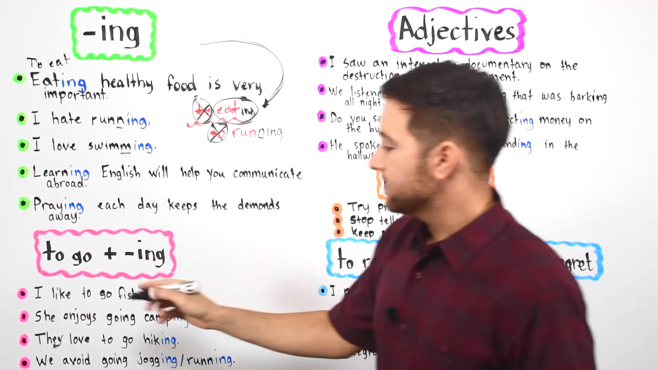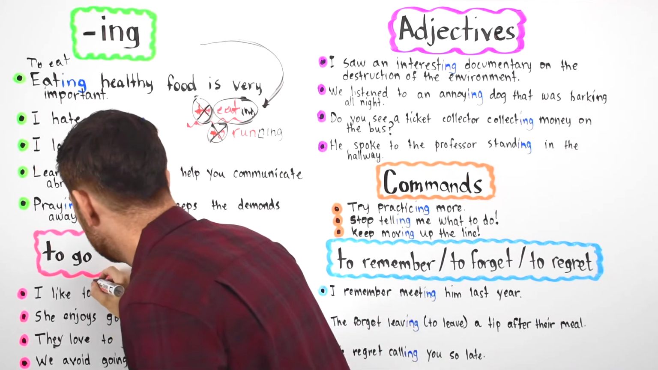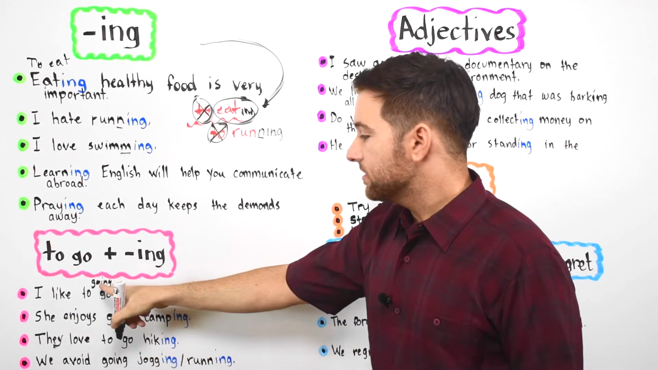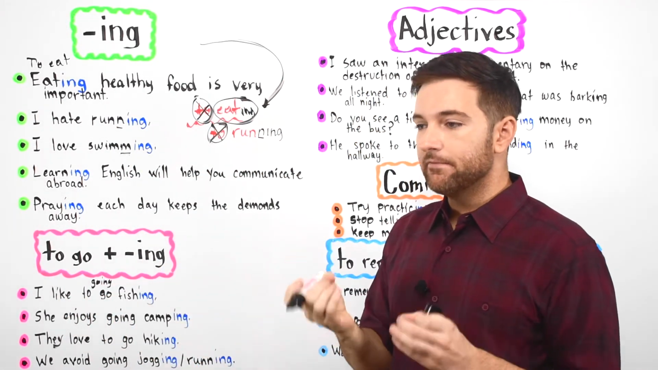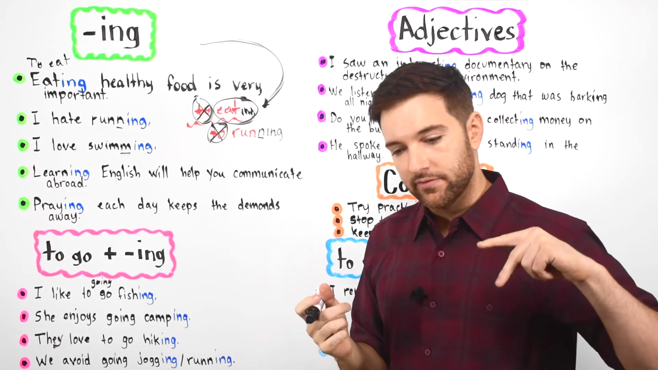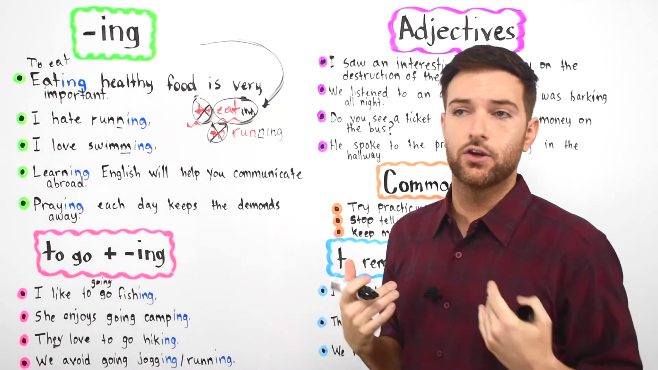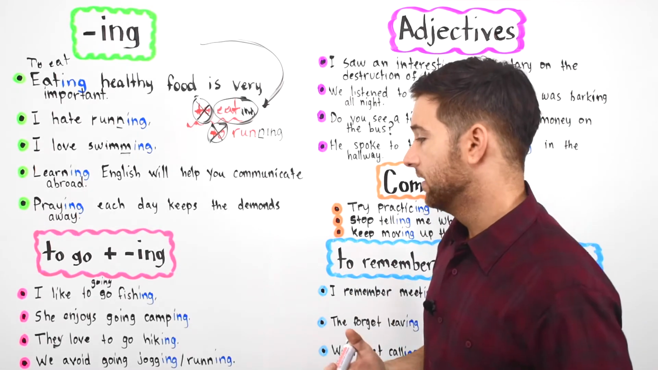Oftentimes you'll hear people say, I like going fishing. You can say that too. I like going fishing. When you say going, it emphasizes more the action of going somewhere. Okay, going to another place. I like going fishing.